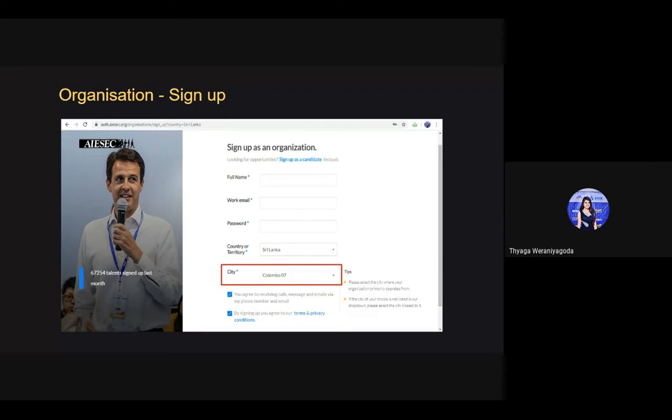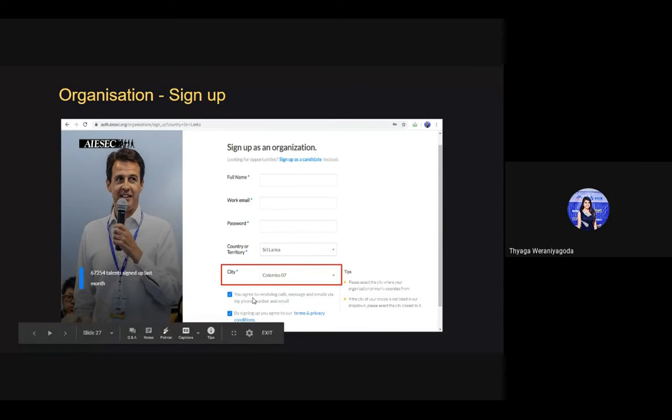So here, when they sign up, the full name is not the company name, but it's the name of the person. So it can be the business development manager, it can be the HR manager. So the name of that person and the email address of that person, password. So here, when entering the password, it has some criteria to be filled, like having uppercase letters, lowercase, symbols, and numbers likewise. And the country should be obviously Sri Lanka.